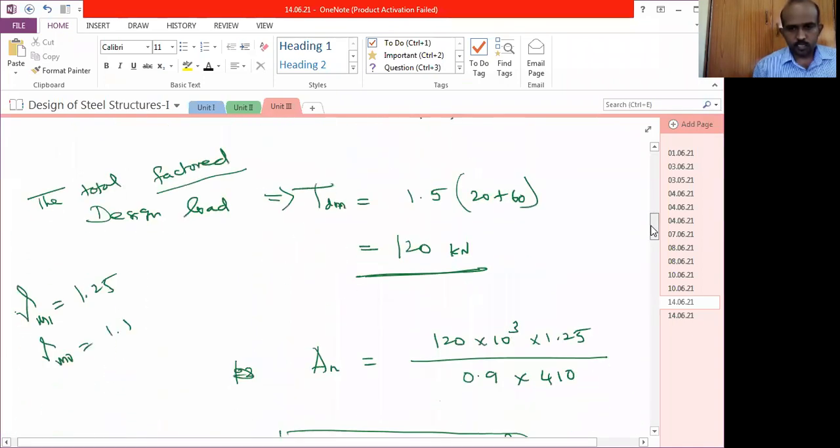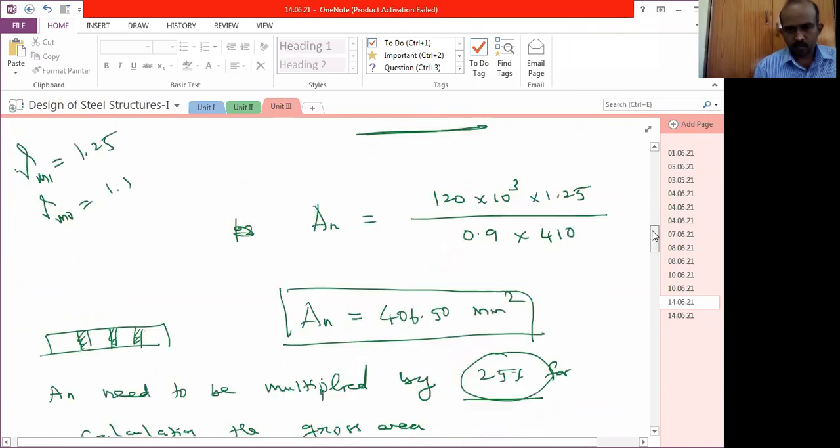The design load we have multiplied with the load factor. The factor is 1.5. You should not forget: if the design load is not given as factored, then you have to calculate the factored design load by multiplying by 1.5. Is it okay? So we have calculated the design load as 120 kilonewton.